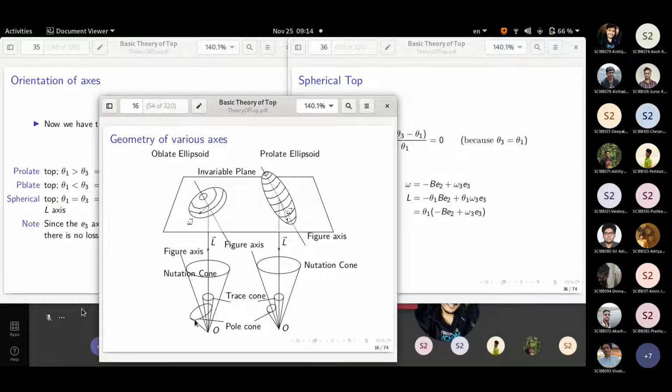In the case of the oblate ellipsoid, we have the trace cone sitting inside the pole cone. So pole cone is something on top of the ellipsoid, which is with respect to the moving frame of reference, and trace cone is with respect to the plane, that is, the traces on the plane which is orthogonal to the angular momentum vector. Because of conservation of angular momentum, the direction in the inertial space is constant. Therefore, this plane is also constant in the inertial frame. So trace cone is associated with the angular momentum vector and pole cone is associated with the ellipsoid under consideration.